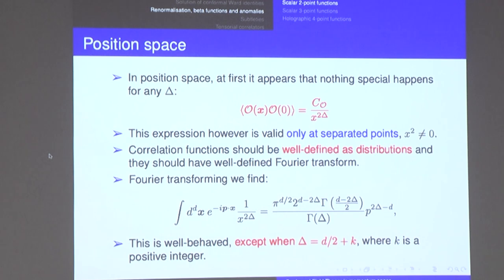This means you need to subtract the UV infinity. So that object is not... I mean, you're trying to integrate that object and you're getting something similar. But that object has to be well defined as a distribution. So it has to have a Fourier transform, and that doesn't have a Fourier transform.